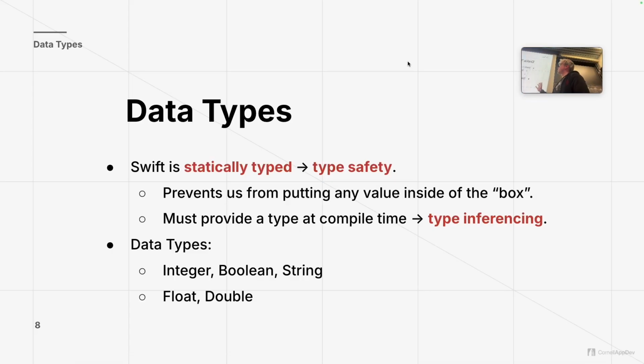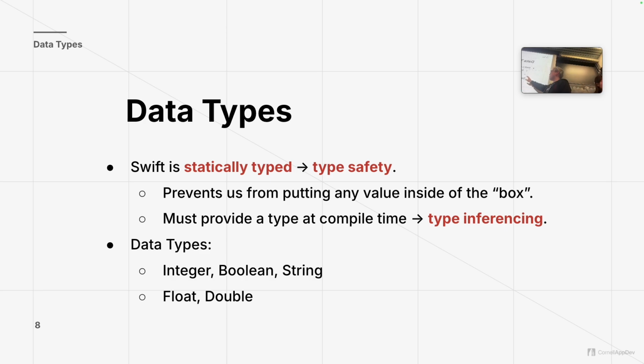So basically, to reiterate, it's statically typed, which means that there's type safety. So Swift will basically try to guess what the type is, or it'll yell at you for not knowing what the type is. It prevents us from putting values inside a variable that shouldn't be there. You must provide the type at compile time, or the type must be inferred. So it'll yell at you if it can't infer the type, and you just have to explicitly say it.